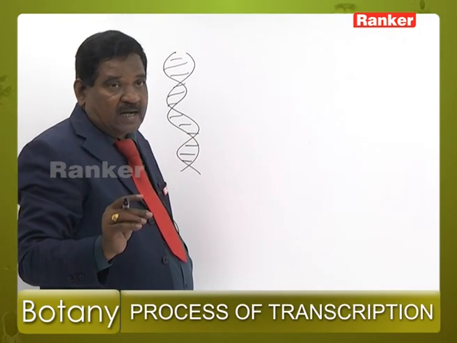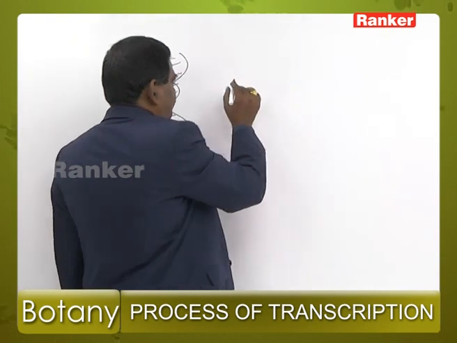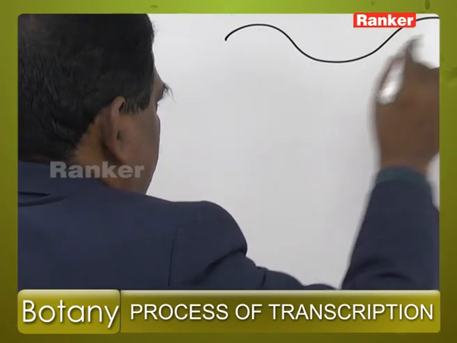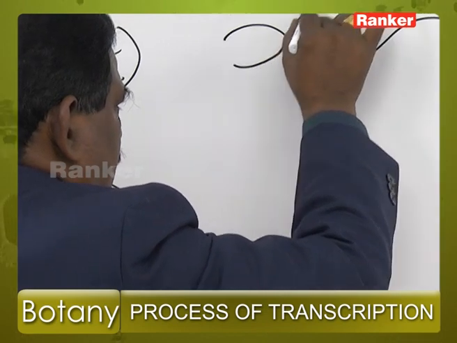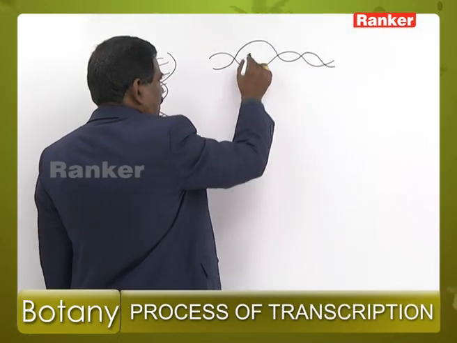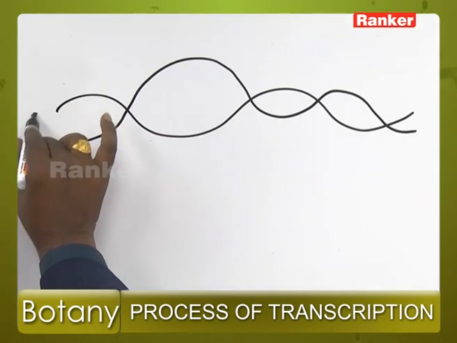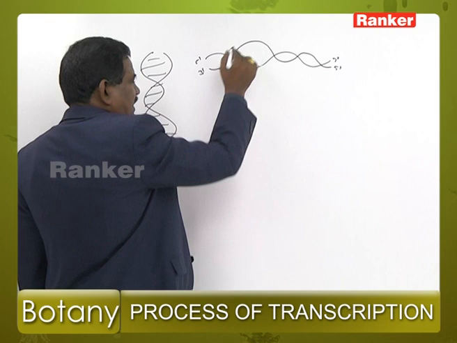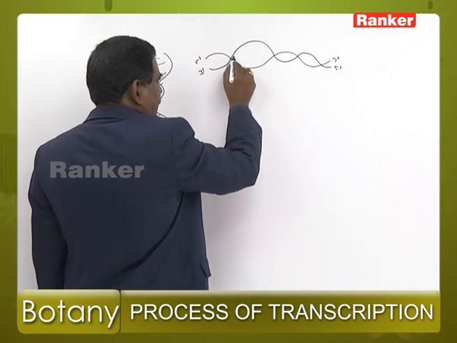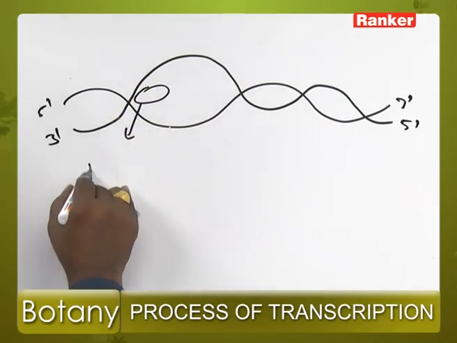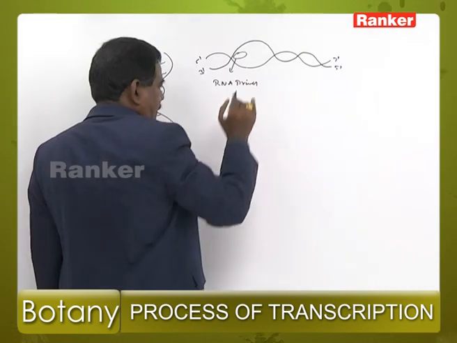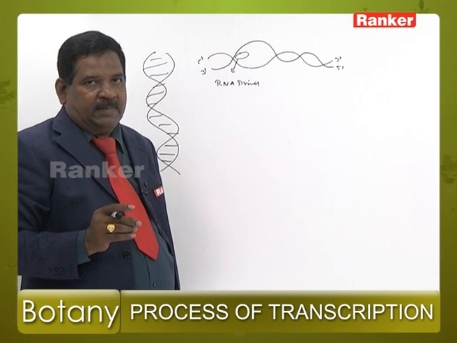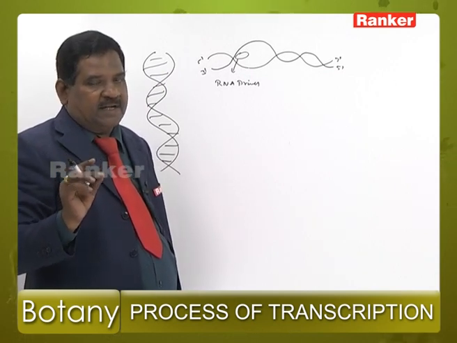In this region, the two strands are unwound by the enzyme helicase. Of the two strands, only one strand acts, the 3' to 5' strand. An RNA primer is essential for the initiation of transcription.